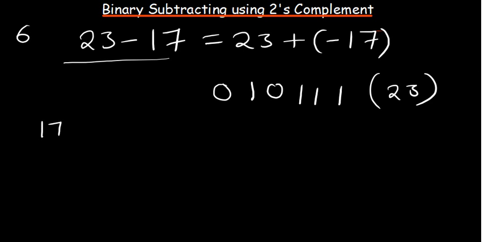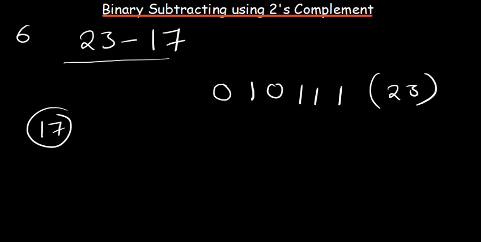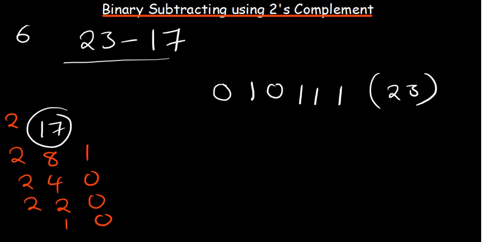So we have 17, right? So 17 divided by 2. Remember it's 8, right? 8 times 2, that is 16. So we have remainder 1. Then you have 4, remainder 0. You have 2, remainder 0. You have 1, remainder 0. You have 0, remainder 1.